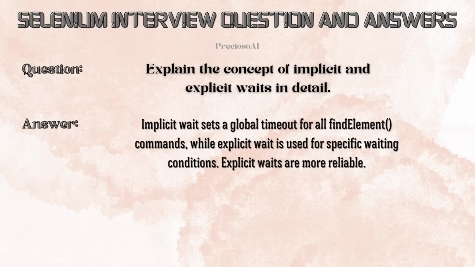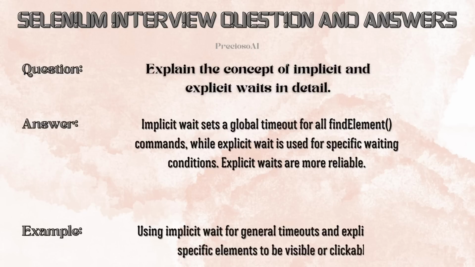And the answer is: implicit wait sets a global timeout for all find element commands, while explicit wait is used for specific waiting conditions. Explicit waits are more reliable. For example, using implicit wait for general timeouts and explicit wait for specific elements to be visible or clickable.